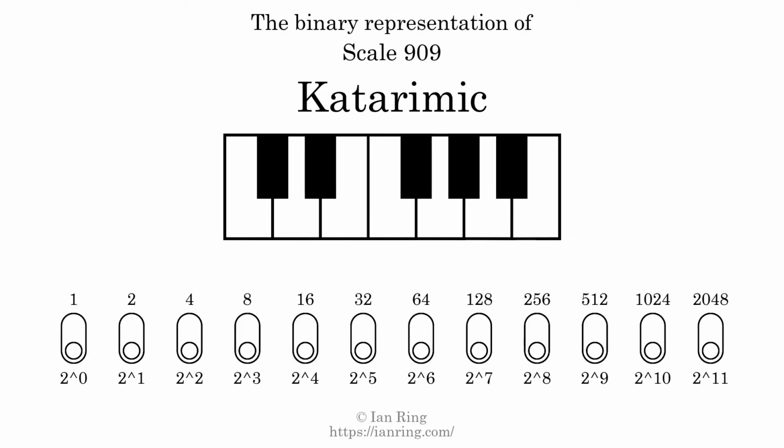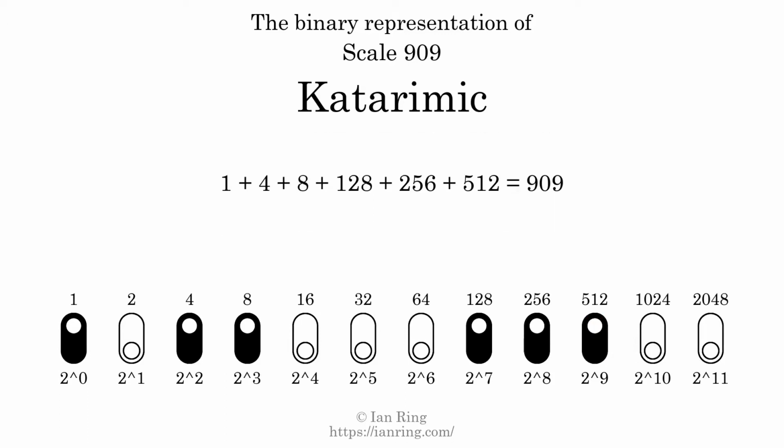The binary representation of this scale is determined by mapping tones of the scale to binary digits. Each binary digit represents a power of 2. To get the scale number, we add the powers of 2 together. The powers of 2 that are present in the scale, all added together, equals 909. That is why the scale number, in decimal, is 909.